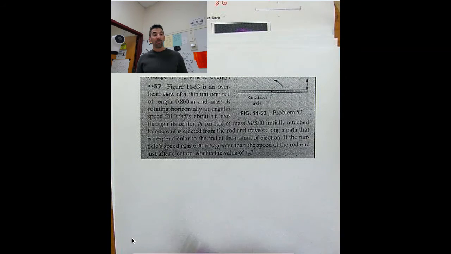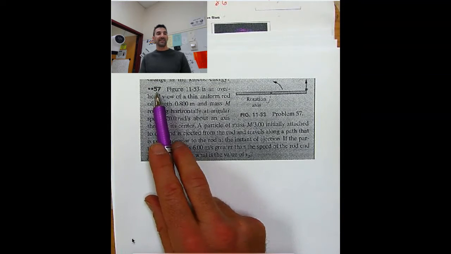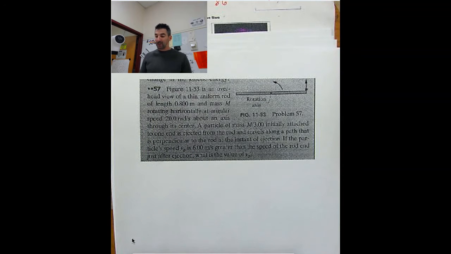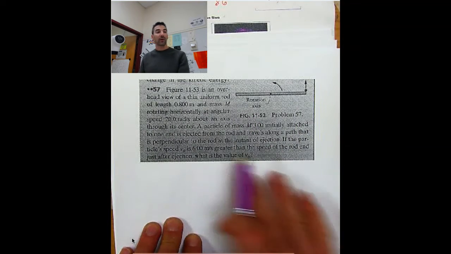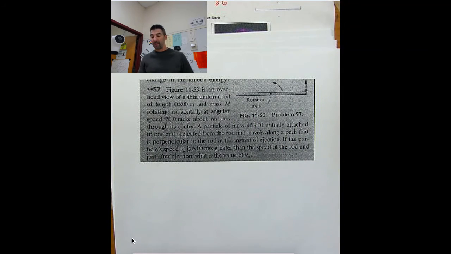So here, hopefully you can see this. This is a question that comes out of a book, Halliday, Resnick, and Walker, Fundamentals of Physics, 8th edition. As you can see, it's number 57, and that's from chapter 11. As always, I do recommend you try to do this problem before you watch me solve it. I'll be running this cold, so hopefully we get to the right answer, and you can kind of see a thought process as we go.